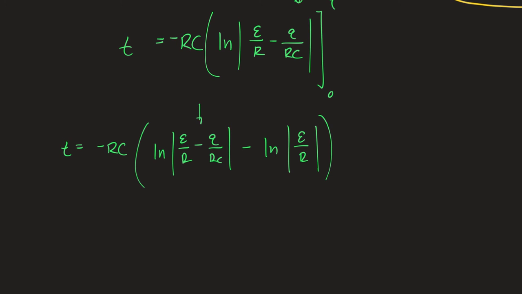Because although we could stop right now and say we're done, we want Q as a function of T. And right now we have T as a function of Q. So we need to solve this for Q.